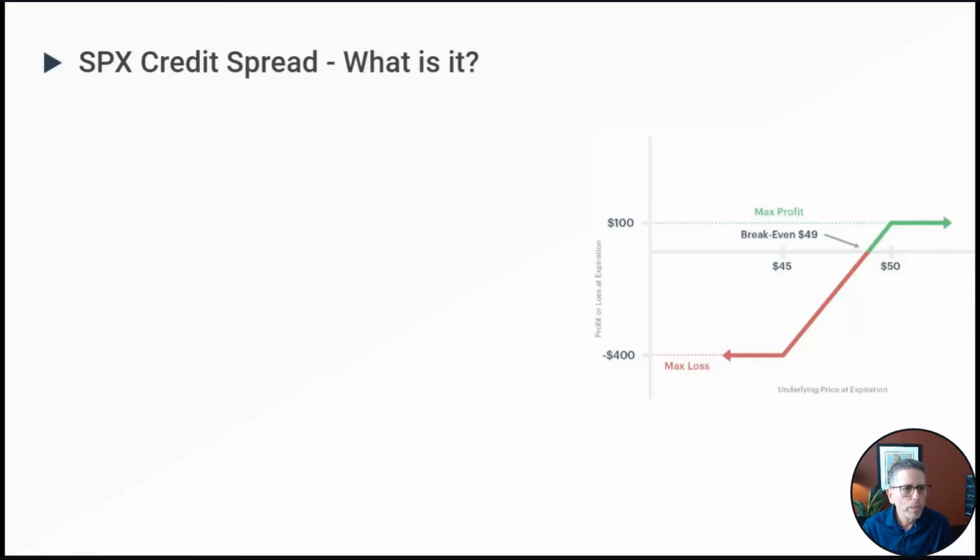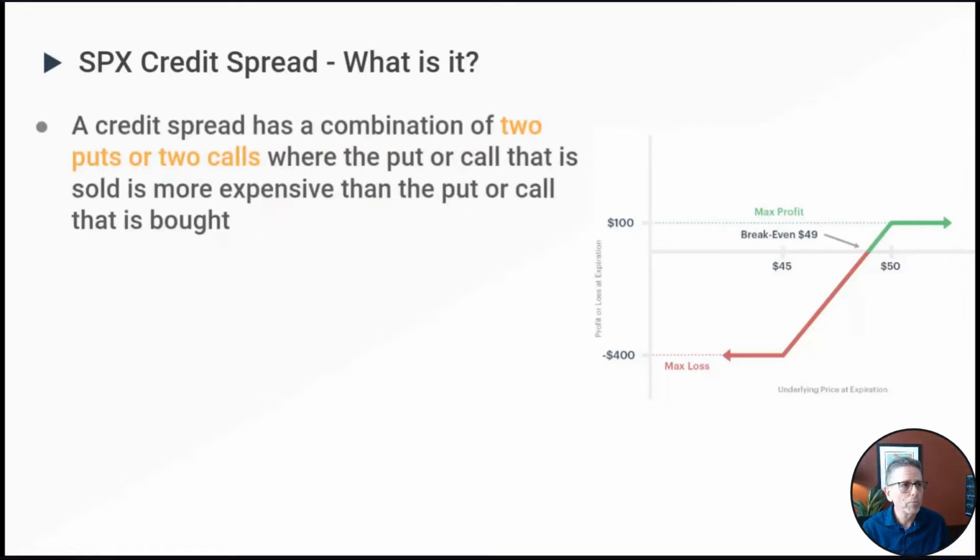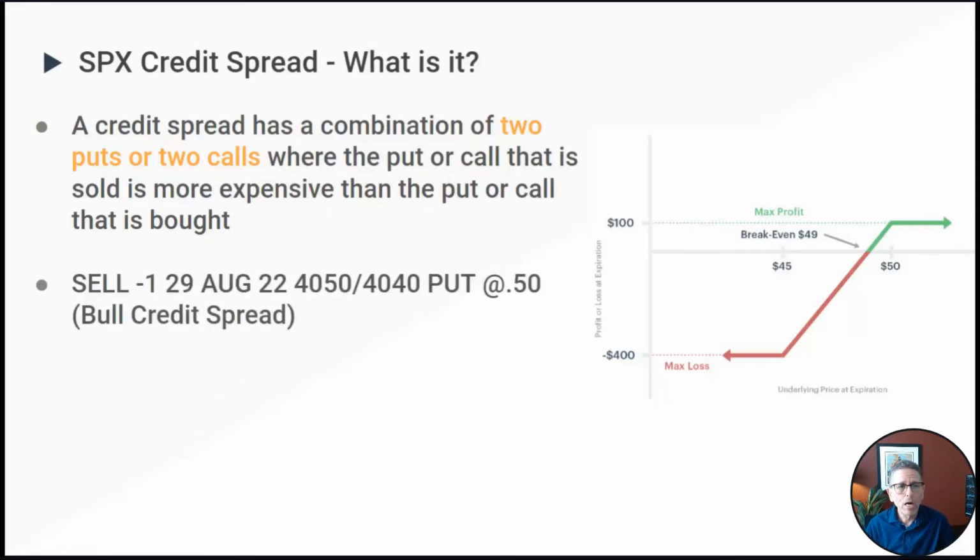So let's talk about what an SPX credit spread is, because some of you may not know what that is, and a lot of you are probably here and have experience with it. But I want to share what a credit spread is. It's a combination of two puts and two calls, where the put or call that is sold is more expensive than the put or call that is bought. What that turns out to be is a credit that you receive when you put on the trade, so you're selling before you're buying on that position. In this case, I just set an example of the 40-50, 40-40. You're selling the 40-50 and you're buying the 40-40.